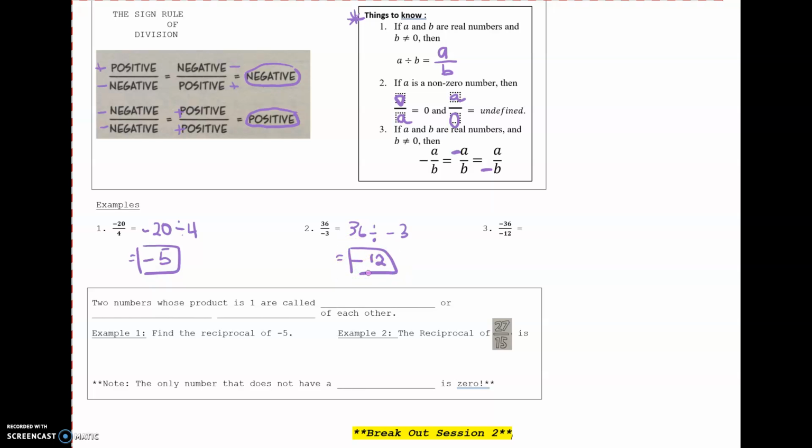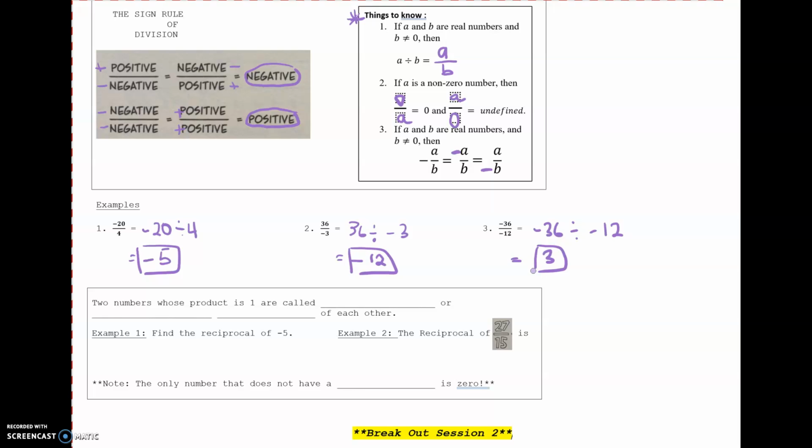And then the last one, I have two negative numbers divided by each other, which means I have a negative divided by a negative. So my answer is going to be positive. And so I have 36 divided by 12. That is going to be a positive 3. Okay.